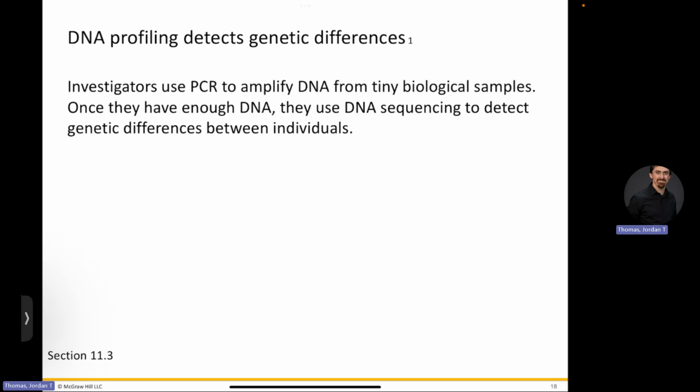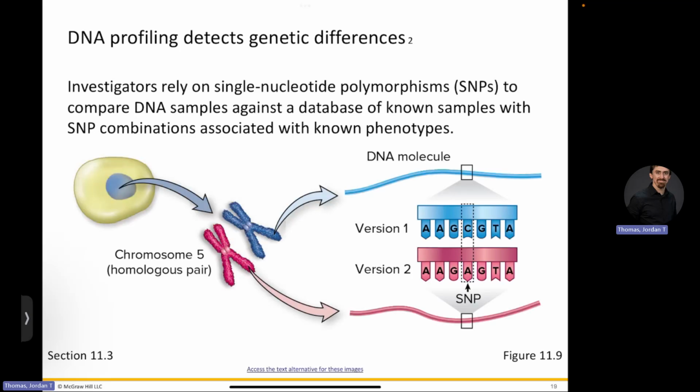So again, we talk about PCR. PCR is polymerase chain reaction. It's used to get a tiny amount of DNA and amplify it, to boost it and replicate it into a larger amount. And that's important in DNA profiling. We can get a small amount of DNA, increase the amount of DNA we have using PCR, and then we can compare it between individuals.